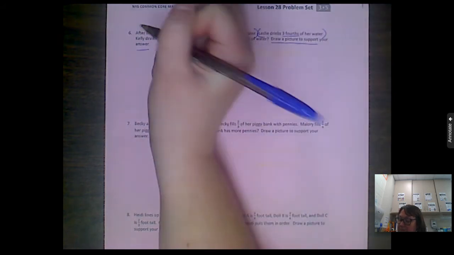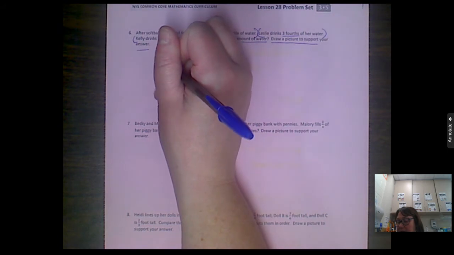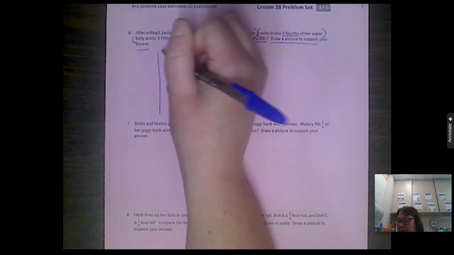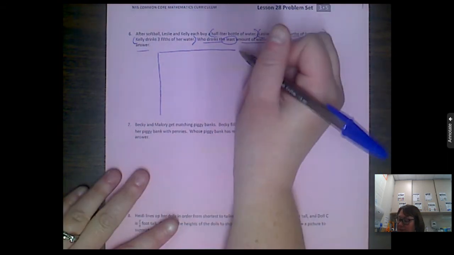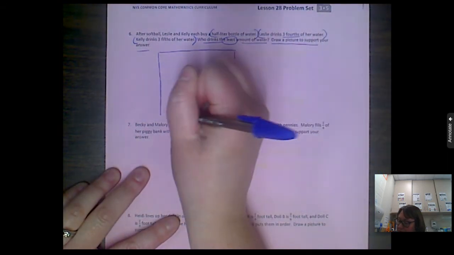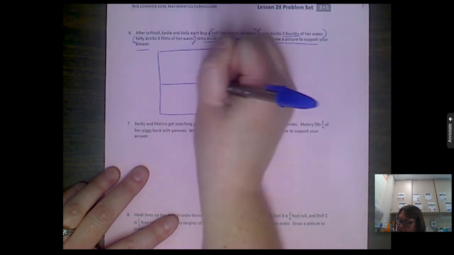Leslie drinks 3/4 of her water. Kelly drinks 3/5 of her water. Who drinks the least amount of water? Okay, so if I'm going to draw a picture and I'm comparing two amounts, do you remember that we make that big rectangle and then we cut it in half this way? So go ahead and do that on your paper too. So we'll make that big rectangle and then we're going to cut it this way.